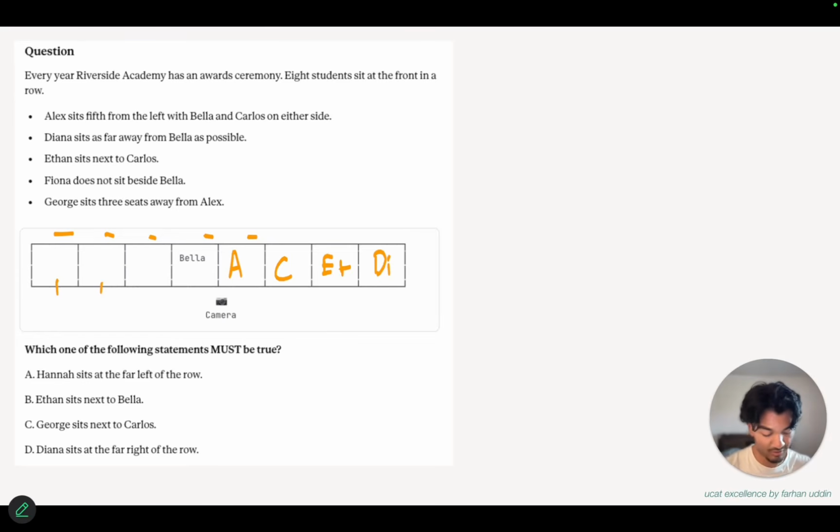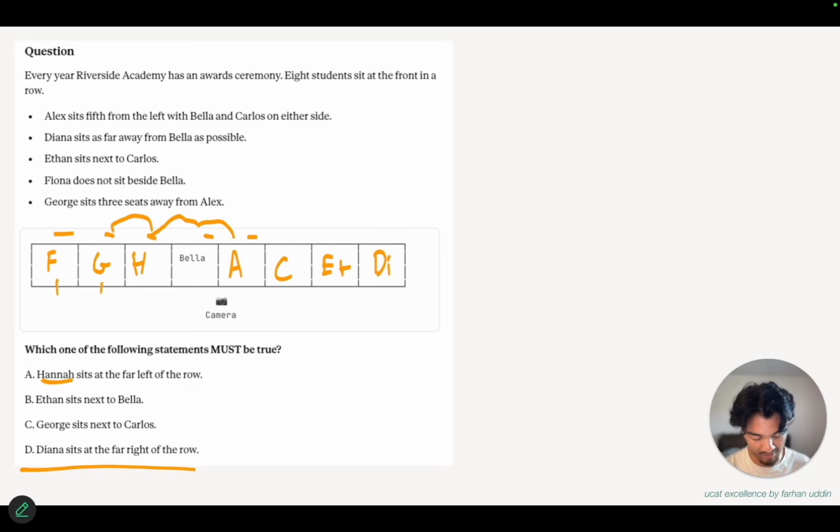But George sits 3 seats away from Alex, so 1, 2, 3. We know George is here, therefore Fiona is here. So, I can see here from the answer options, this has to be Hannah. Cool. So from this, we've actually completed the table now, and we can answer the questions. Hannah sits on the far left, not true. Ethan sits next to Bella, not true. George sits next to Carlos, not true.